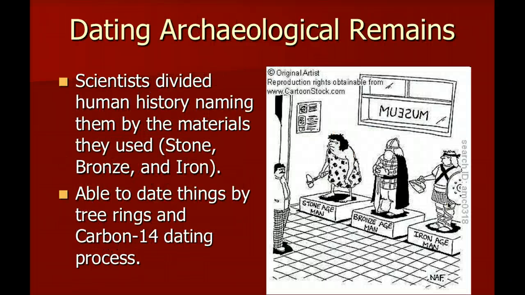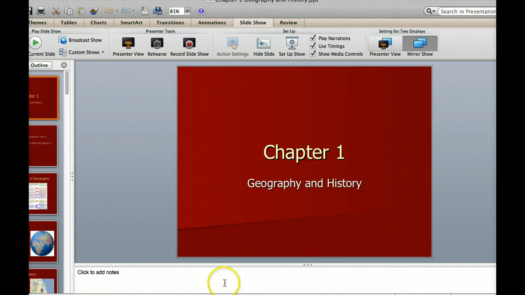Dating archaeological remains. Scientists divided human history by naming the periods after what was the main material they made things out of. So we have Stone Age man, Bronze Age man, and Iron Age man. And if you look there, they're able to date things based on carbon-14 dating and also tree rings. And we are done.